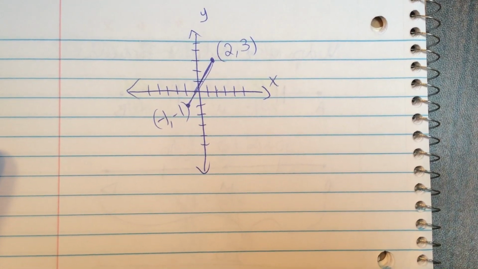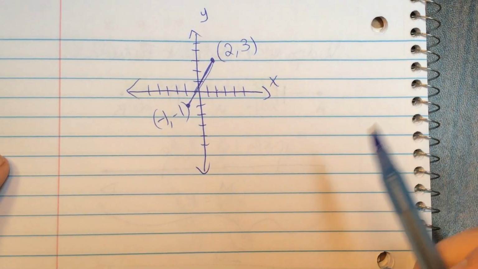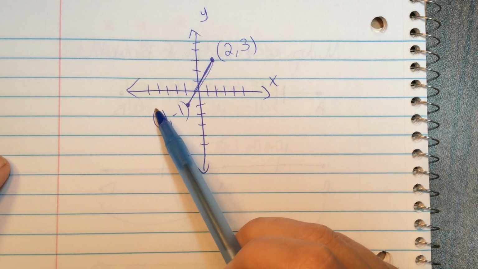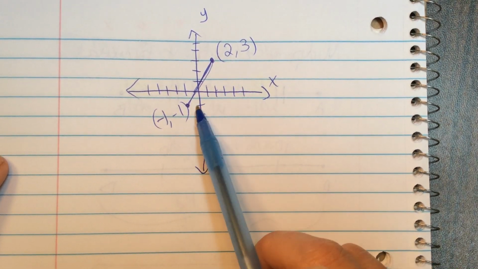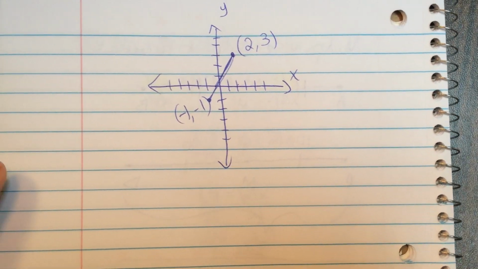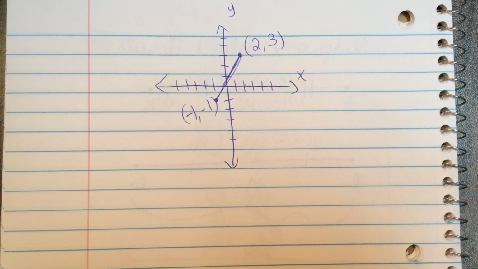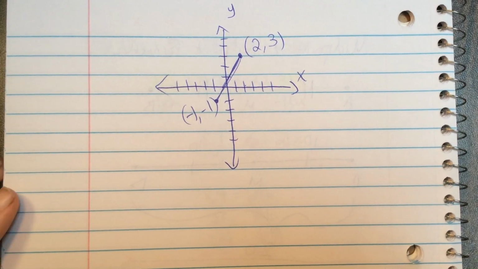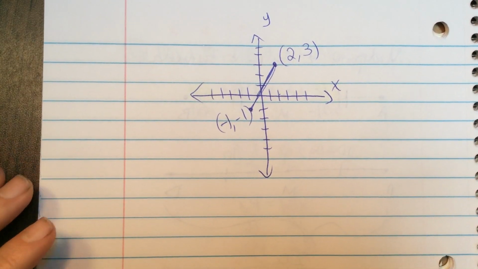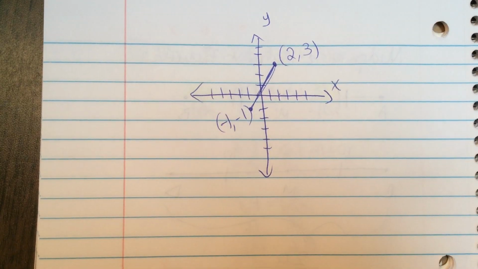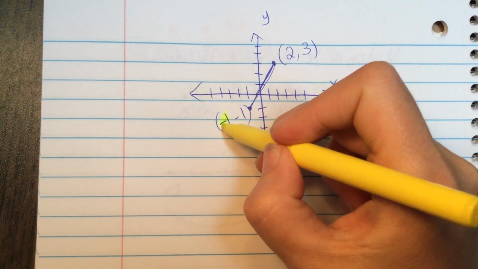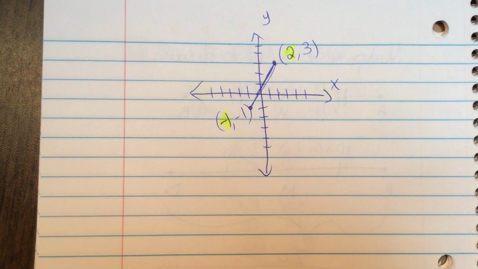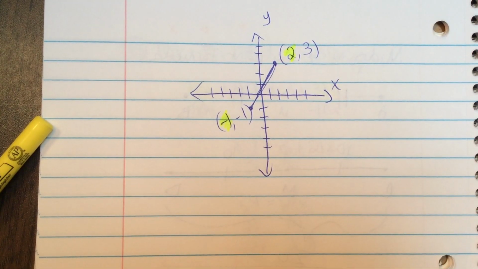Now, the midpoint formula says that you take the average of the x's and you take the average of the y's. Just like when you're trying to find the average in a class, you add up all your scores and you divide by how many there are. And that's exactly what we're going to do. We're going to add up our x's, which we only have 2 of them. These are our x's. And we're going to add up our y's, which again, we only have 2 of them.